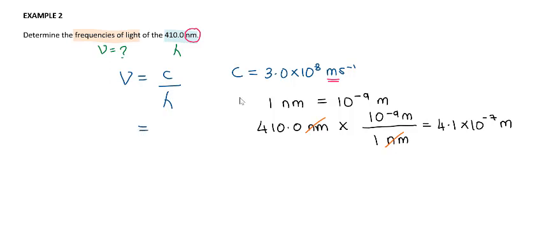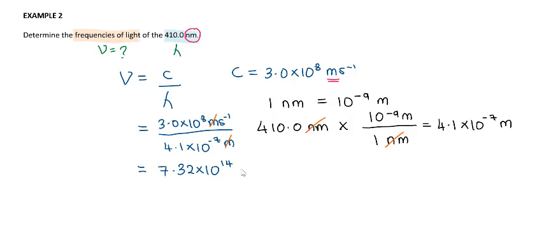Okay, so substitute the value. Dekat sini kita boleh cancel out the meter, and then your final unit should be in per second. So the unit for frequency is per second, ataupun you boleh tuliskan dia sebagai 7.32 times 10 to the power of 14 Hertz. Per second pun boleh, Hertz pun boleh. 1 Hertz sama dengan 1 per second. So dapatlah dia punya final answer.